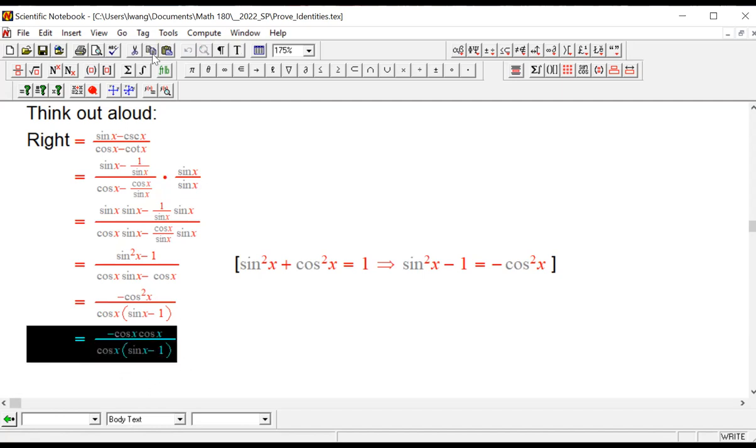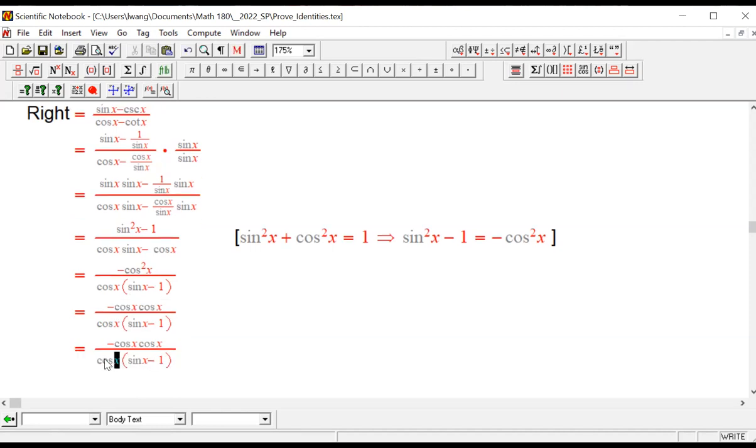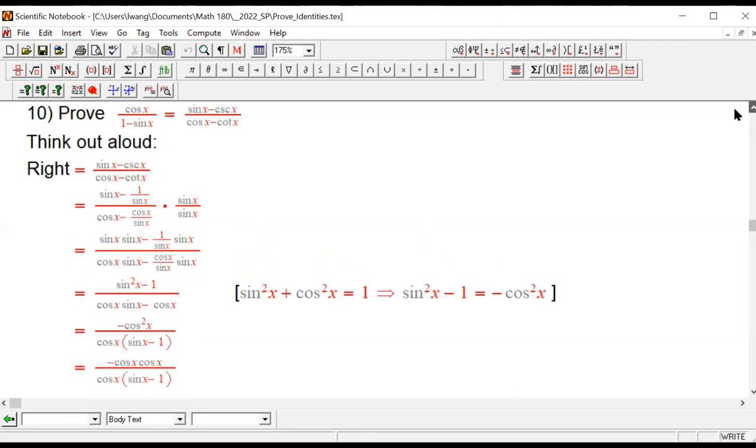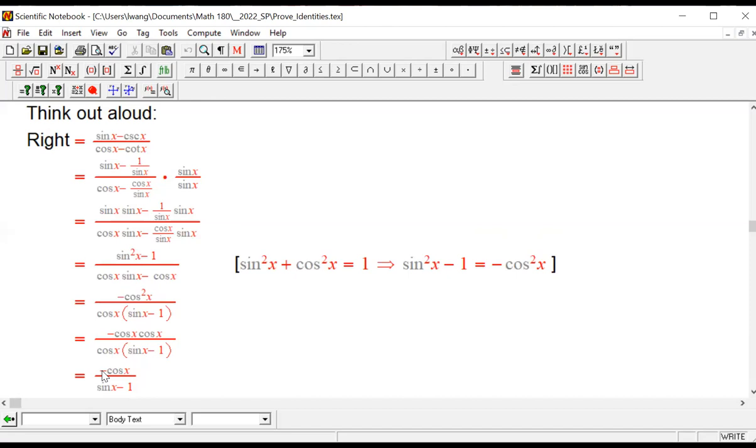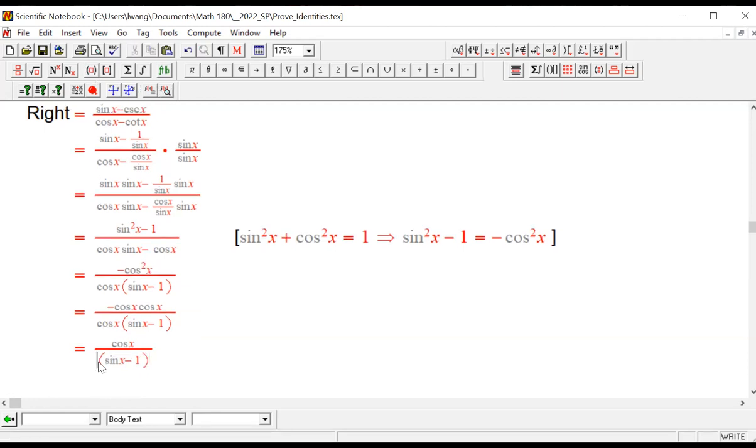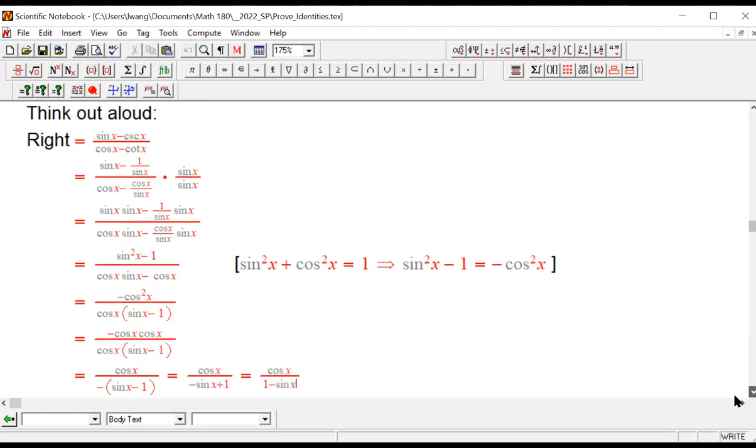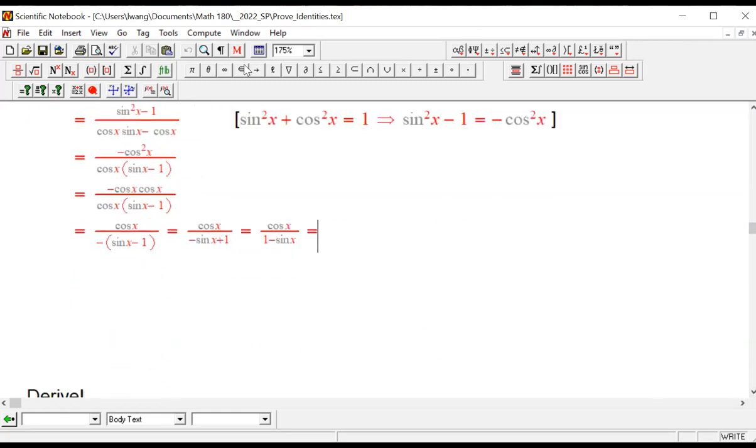Now this cosine x will take away one of the cosine x on the top. We're closer to the left, aren't we? But the negative sign is on the top, so how about I bring the negative sign to the bottom? Same thing, right? Now the top is matched. The bottom, I'm going to apply the negative sign inside, so I have negative sine x plus 1. And isn't that the same as cosine x over 1 minus sine x? Did I get the left? Yes, we got it. That's the left-hand side.